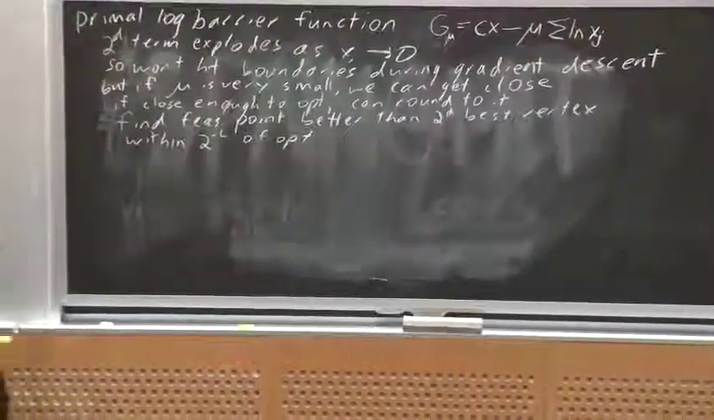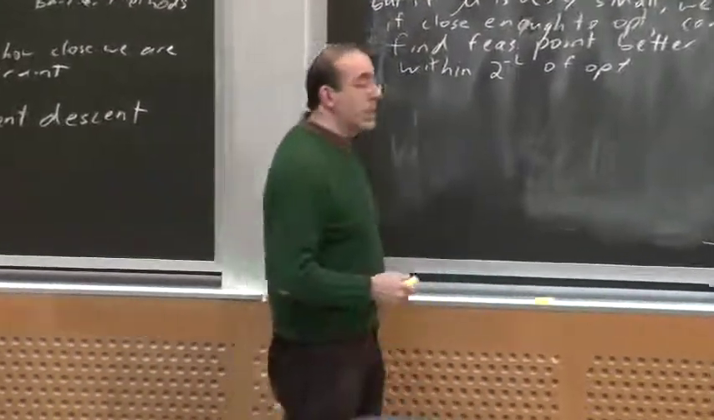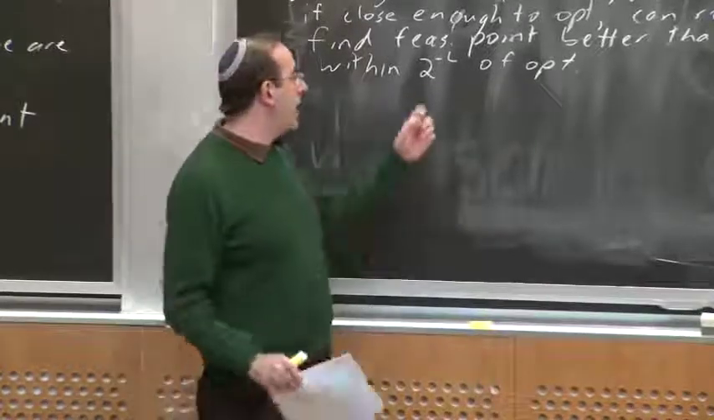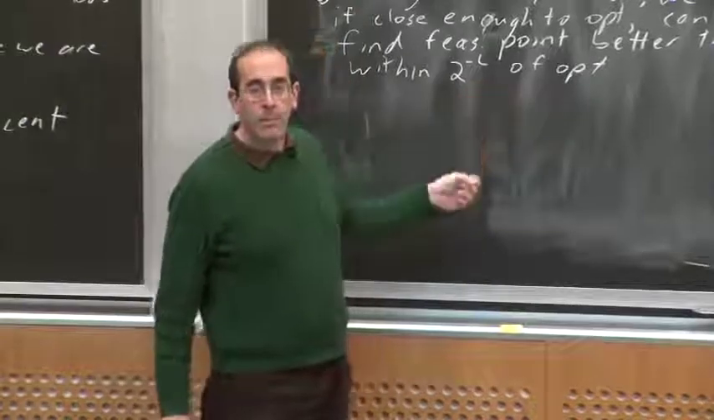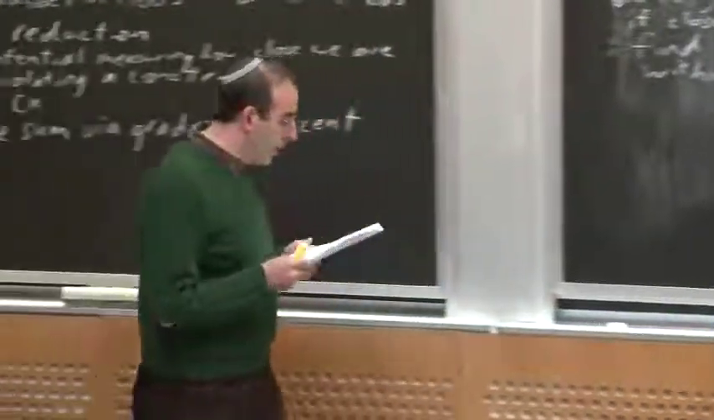Okay? So we have to get within 2 to the minus L of the optimum solution. This, of course, is going to make us be weakly polynomial again, right? We're going to have a running time that depends on the precision of the output. So the strongly polynomial question is not resolved.